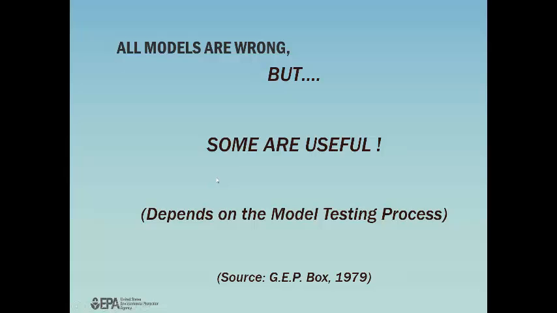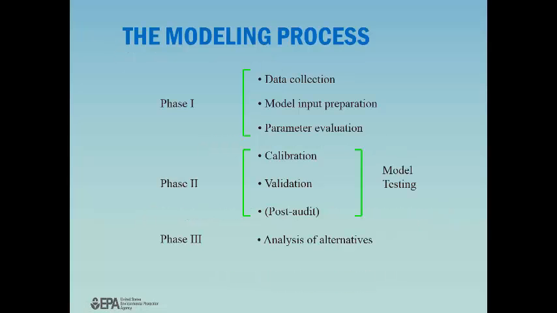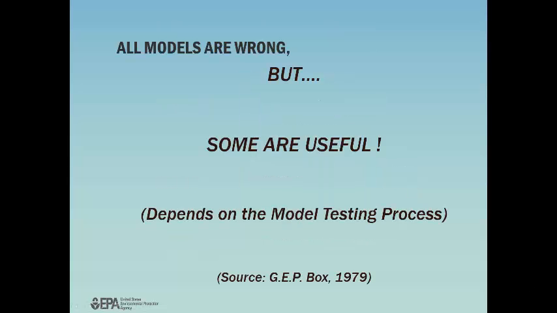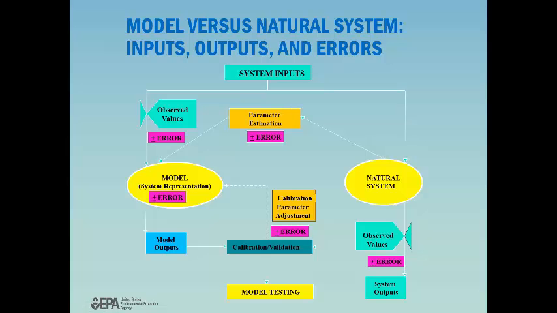But you'll also hear this type of statement. This was supposed to be animated, but basically all models are wrong, but some are useful. And this was attributed to a mathematician, Box, in 1979. But the utility of the model really depends on the model testing process. And a big part of that, obviously, is the calibration and validation phase.